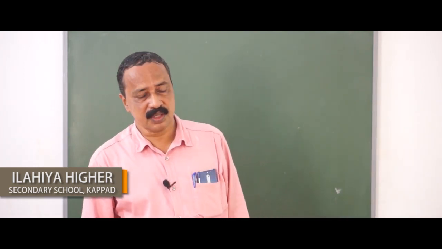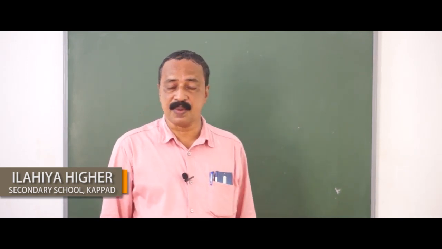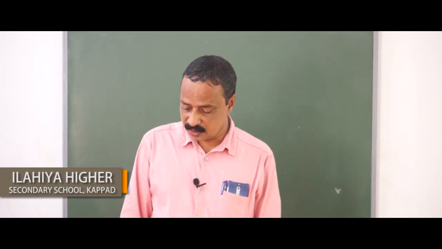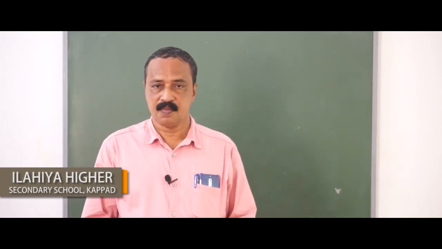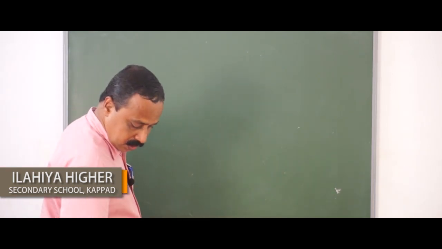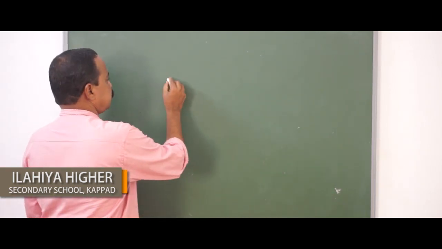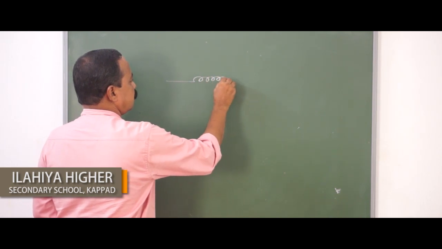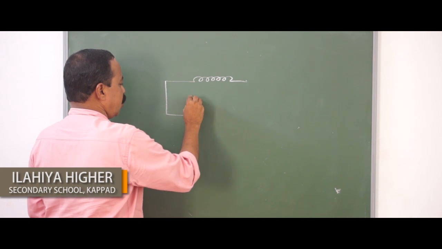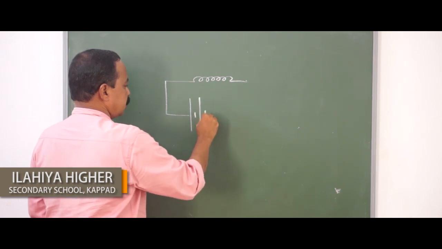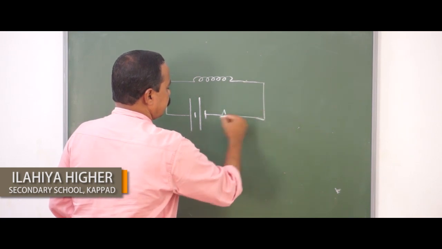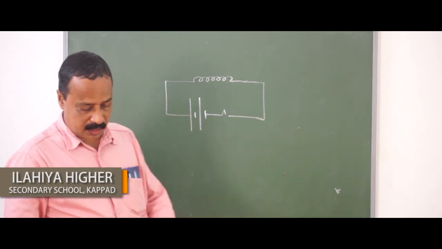Now, we are going to consider the heating appliances which use the heating effect of electric current. Suppose this is a nichrome wire. Connect this nichrome wire using a cell and a switch.